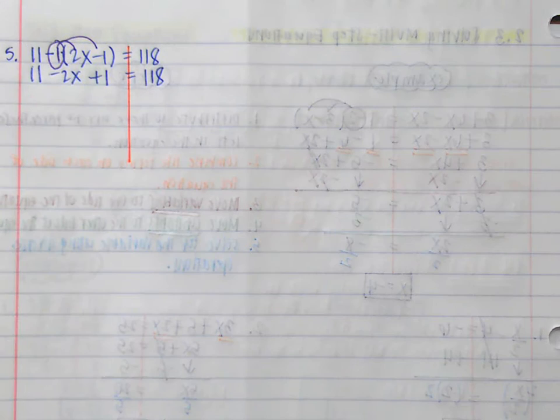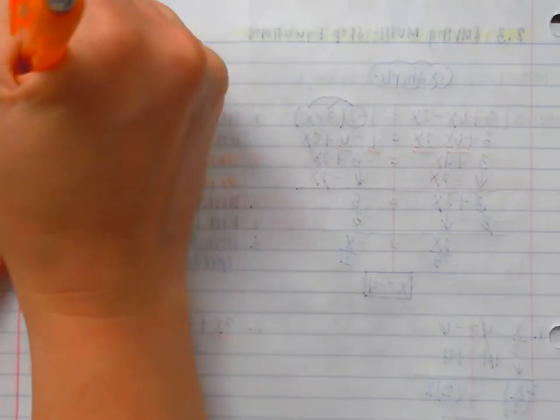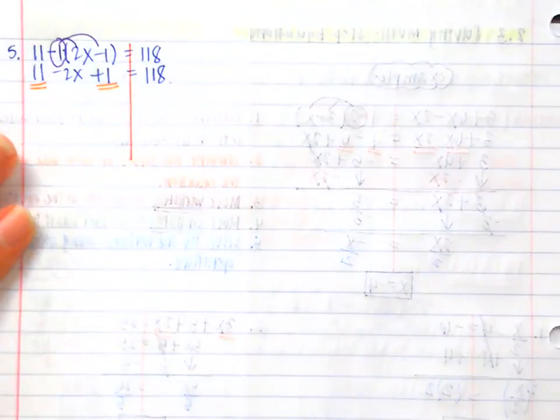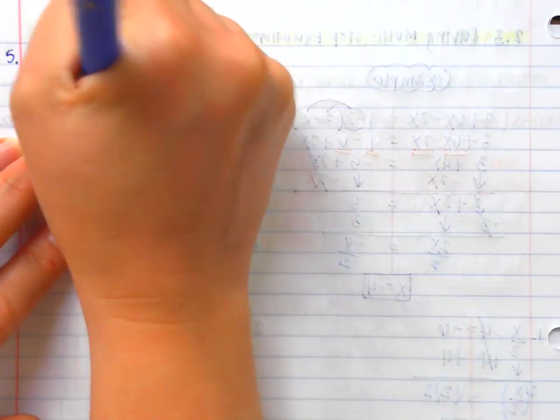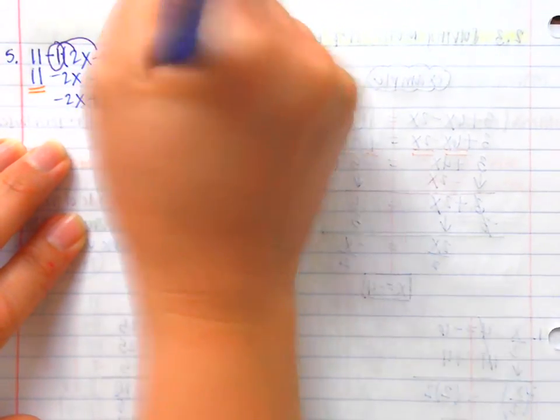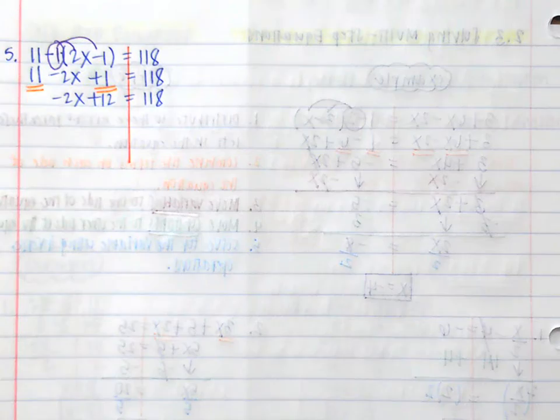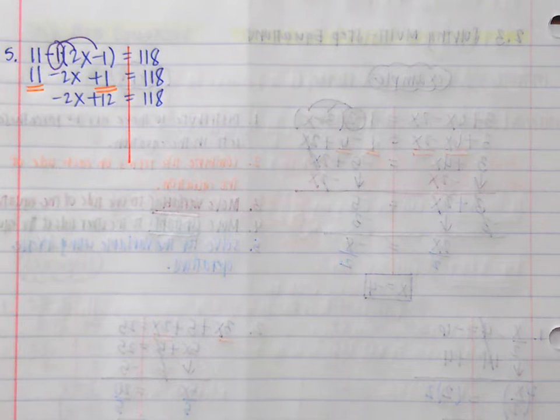Okay, think about your next step. What would your next step be here? And if you're saying combine like terms, you would be correct. 11 plus 1, we can combine. 11 plus 1 is 12. So negative 2x plus 12 equals 118. And now we're just solving our two-step equation here.